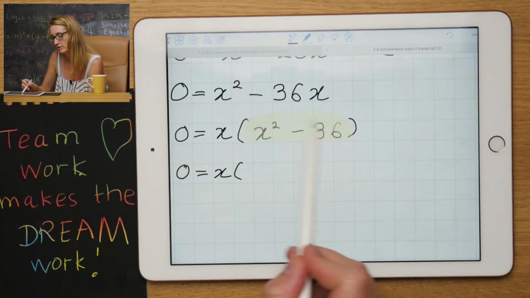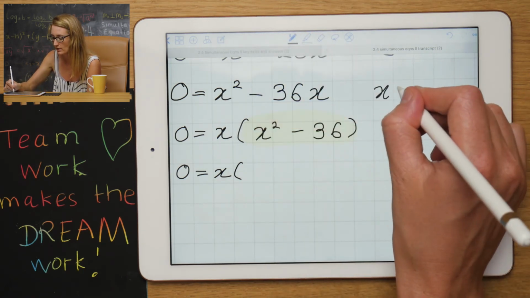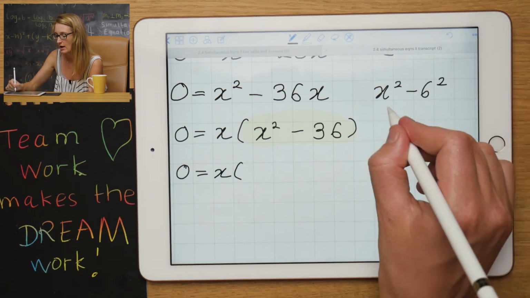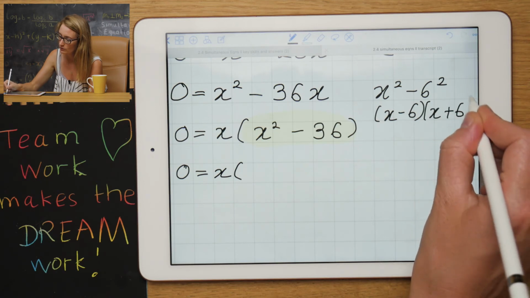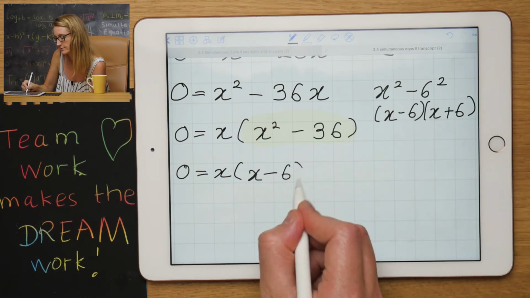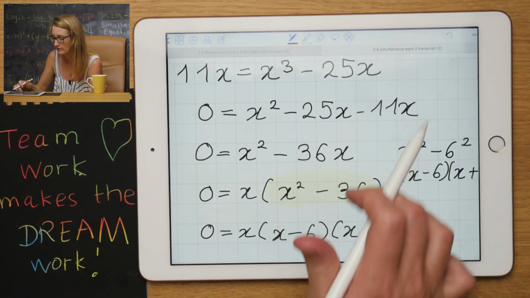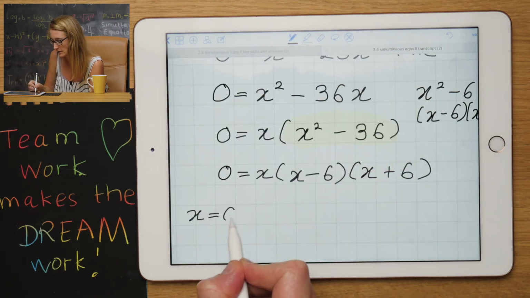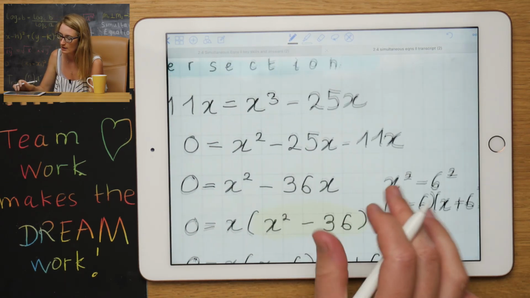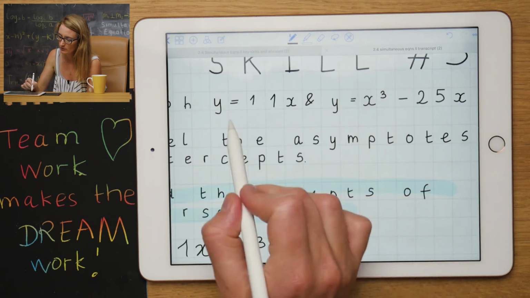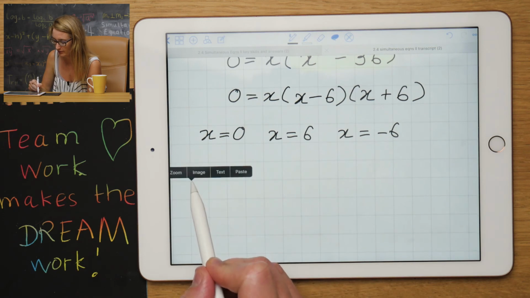This is a special factorization because 36 is a square number, so x squared minus 6 squared. There's a special rule for factorizing when you have 2 squared numbers, called the difference of 2 squares. So now, because we had a cubic, we have 3 points of intersection. We have x equals 0, x equals 6, and x equals minus 6. Now, I'm going to use this y equation just because it's easier to substitute those values in.